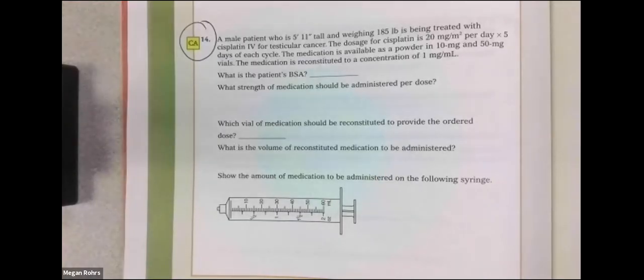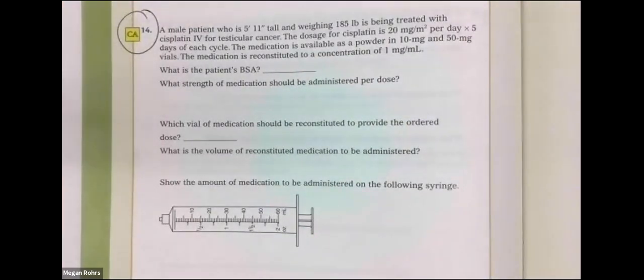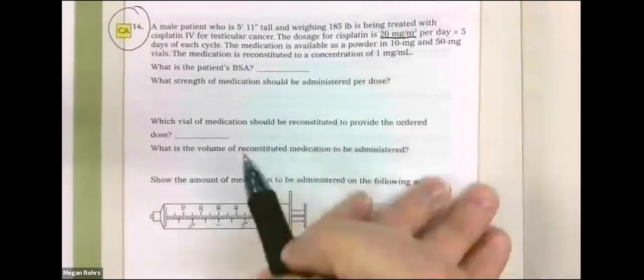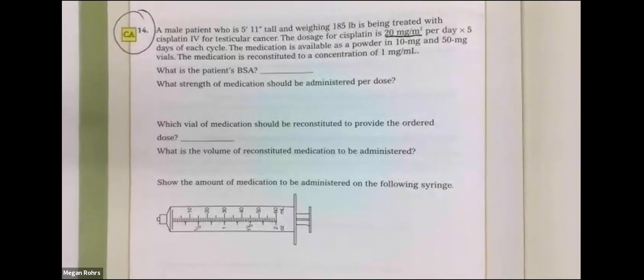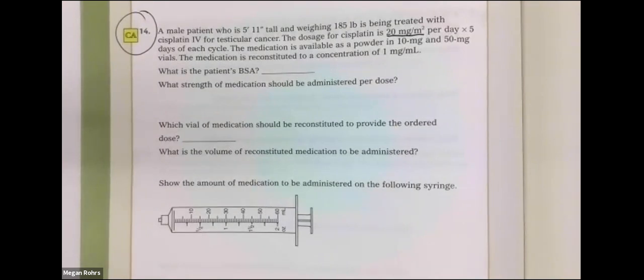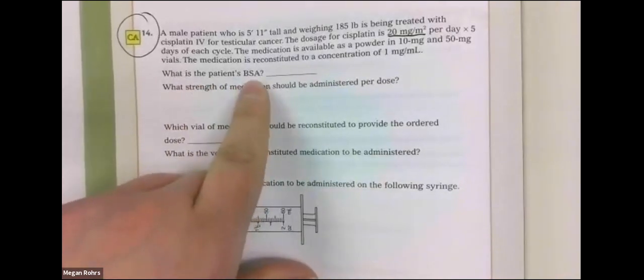I am on page 276. I'm in the post-test looking at number 14. A male patient who is 5 feet 11 inches tall and weighs 185 pounds is being treated with cisplatin IV for testicular cancer. The dosage for cisplatin is 20 milligrams per meter squared per day for 5 days of each cycle. The medication is available as a powder in 10 milligram and 50 milligram vials. The medication is reconstituted to a concentration of 1 milligram per ml. Question 1. What is the patient's BSA?